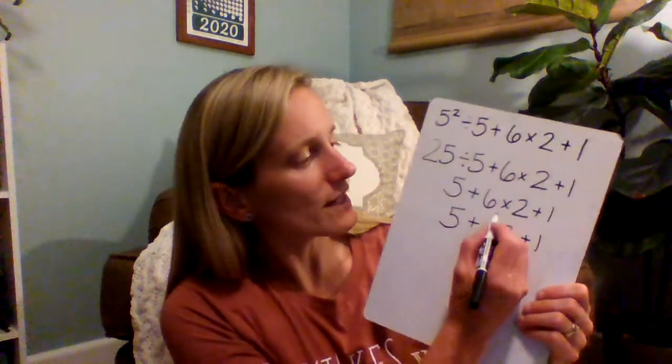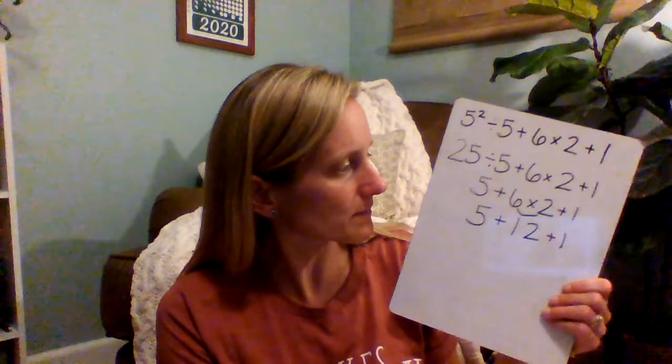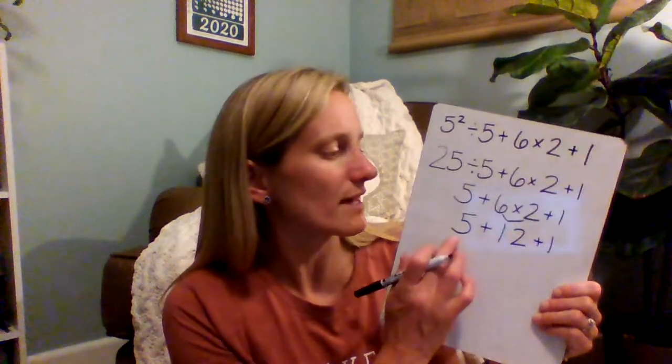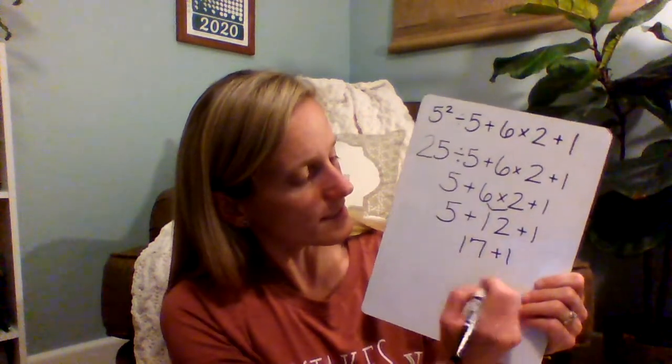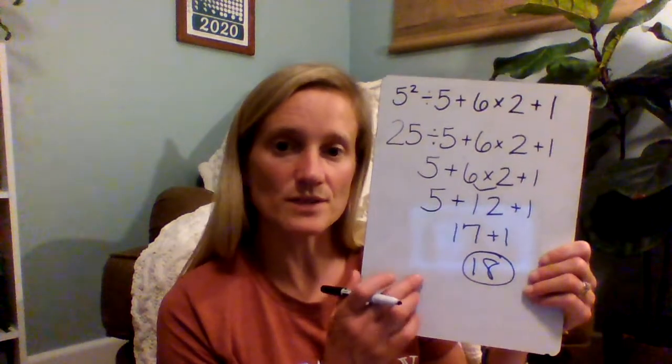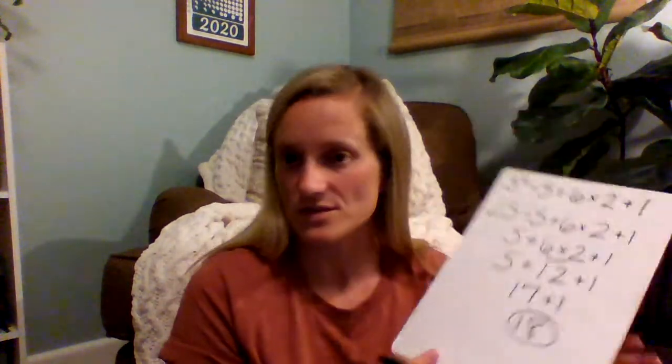And you know what, if it helps you, you can even draw little lines in there to show which numbers you're using, so you know which ones are going to be replaced with that product there. All right, so now I have only addition left, and I'm going to do that from left to right in my problem. So 5 plus 12 is 17, and 17 plus 1 is 18. So this would be the number that you would type in the box. This assignment today is going to be very similar to yesterday's.